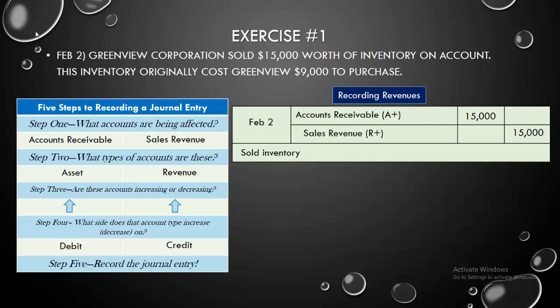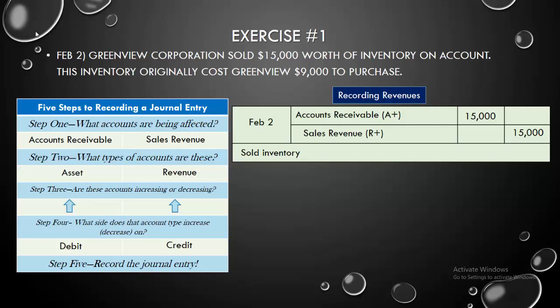So as you can see on your screen, the journal entry to record the revenue portion of this sale would be a debit to accounts receivable for the amount of the sale, which was $15,000, and a credit to sales revenue for $15,000. Well, where's the $9,000 they originally purchased it for?